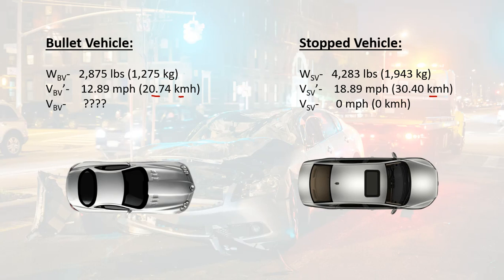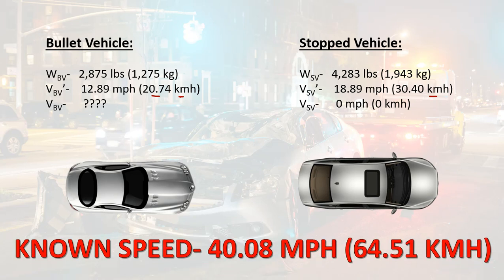And the great thing about this particular crash is I also have the benefit of knowing what the impact speed is for our bullet vehicle. I know that the bullet vehicle came in at just a little bit over 40 miles per hour, or about 64.5 kilometers an hour. So I've got a lot of good data that I can work with and see how well this is all going to work out.